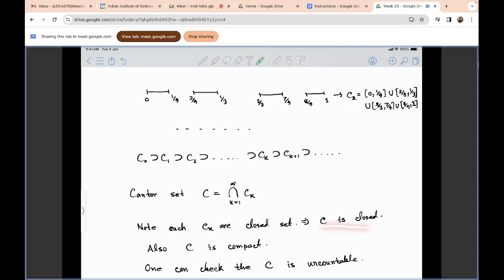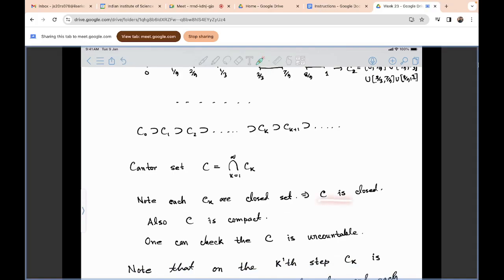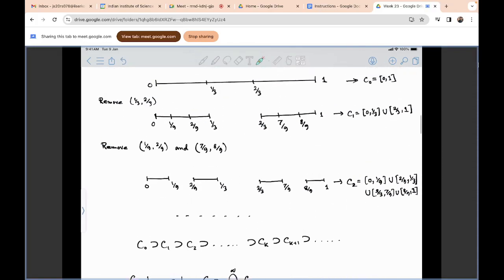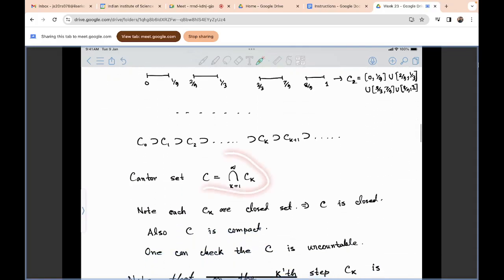Also, all the C_k are subsets of [0,1], so C also lies inside [0,1]. Therefore C is bounded. This is a subset of R that is closed and bounded, which means C is compact. So we get that the Cantor set is compact. Also, one can show that this is an uncountable set.